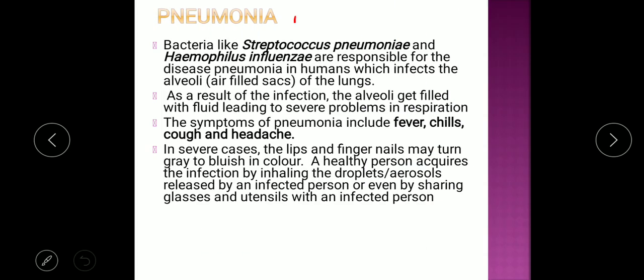Now come to pneumonia. Pneumonia is caused by bacteria. The bacteria names are given: Streptococcus pneumoniae and Haemophilus influenzae. These are the two bacteria responsible for the disease. They infect the alveoli, that is, the air sacs of the lungs, where the actual diffusion of gases, like carbon dioxide and oxygen, takes place. So in the lungs they affect the alveoli.